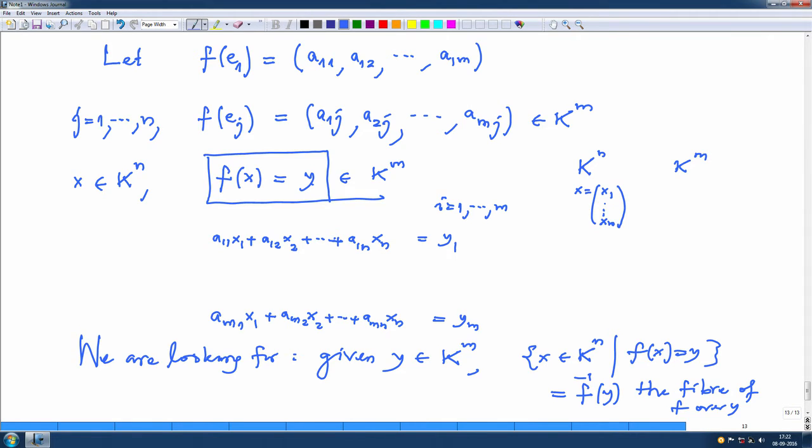There is a problem with the index. No, that's fine. He is taking column vectors. We are taking column vectors.